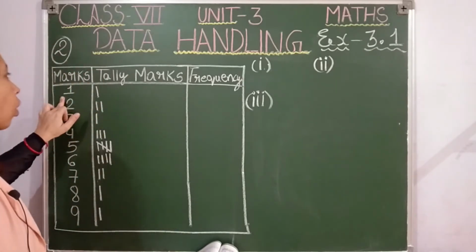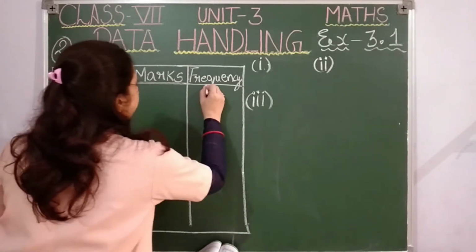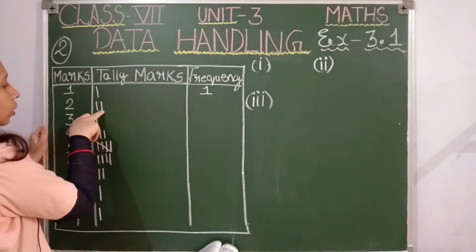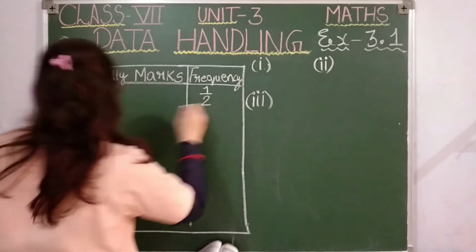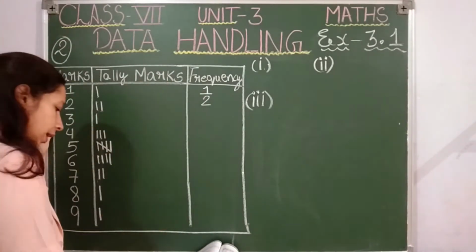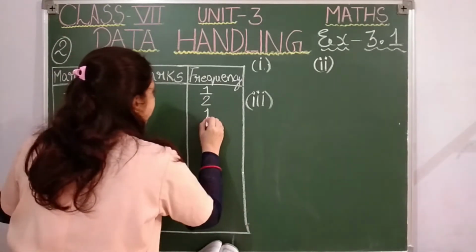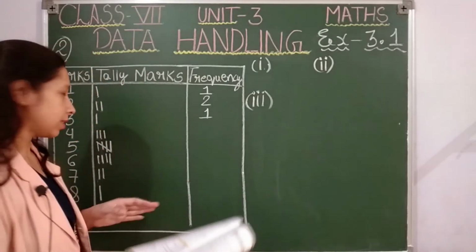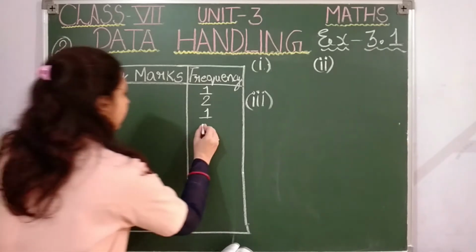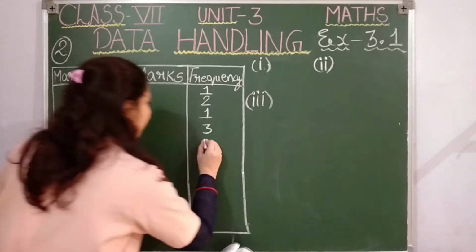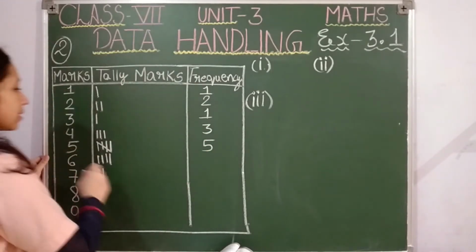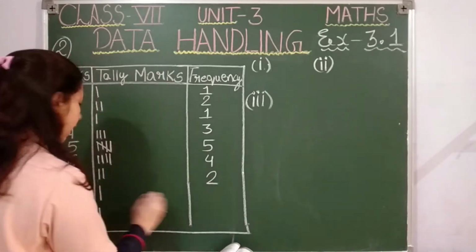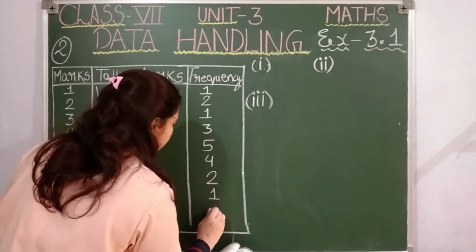So how many students got 1? Only 1 telemark, na? That means the frequency is 1. For 2 marks, how many students got it? 2 students. Okay. 3 marks, how many times is it given here? Only 1 time. That means 1 student got 3. 4 is repeated how many times, students? You can see 4 is repeated 3 times. Then 5 is repeated 5 times. Okay. 6 is repeated 4 times. 7 is repeated 2 times. 8 and 9 both are repeated 1 time.